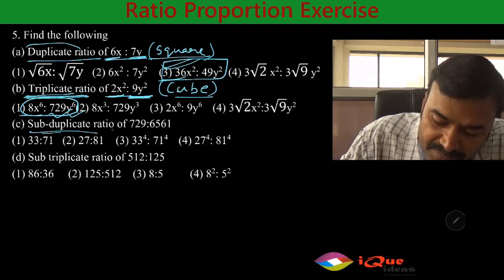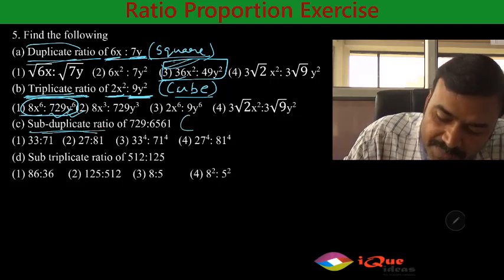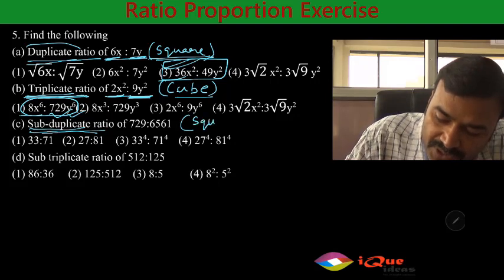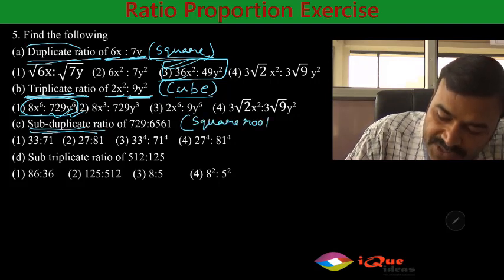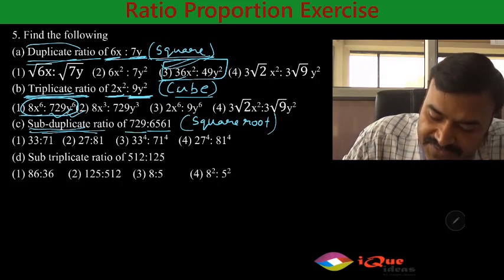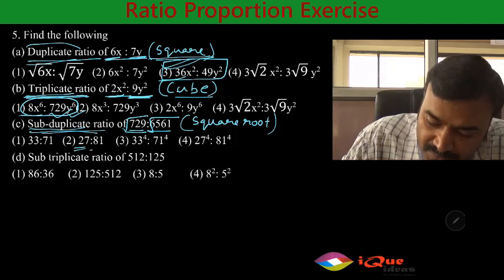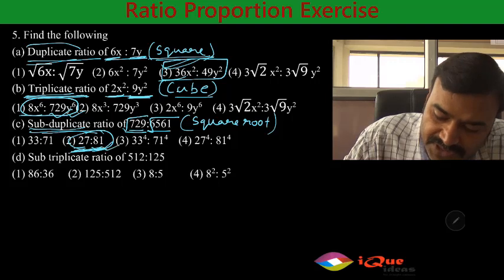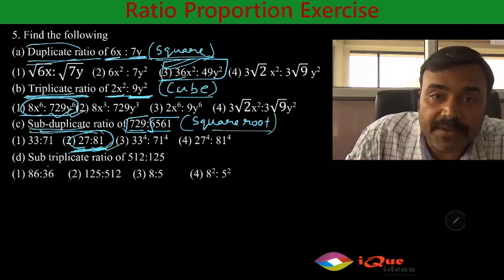Now, subduplicate means square root. Remember, duplicate means square. Subduplicate means square root. So, if it is given, you have to take square root of that number. So, it is 729 is to 6561. Now, 729 is square of 27, so square root of 729 will be 27. And square root of 6561, that is 81 square, so it will be 81. Perfect. So it is 27 is to 81. So the answer is the second option. Just remember that subduplicate means square root. And finally, subtriplicate.